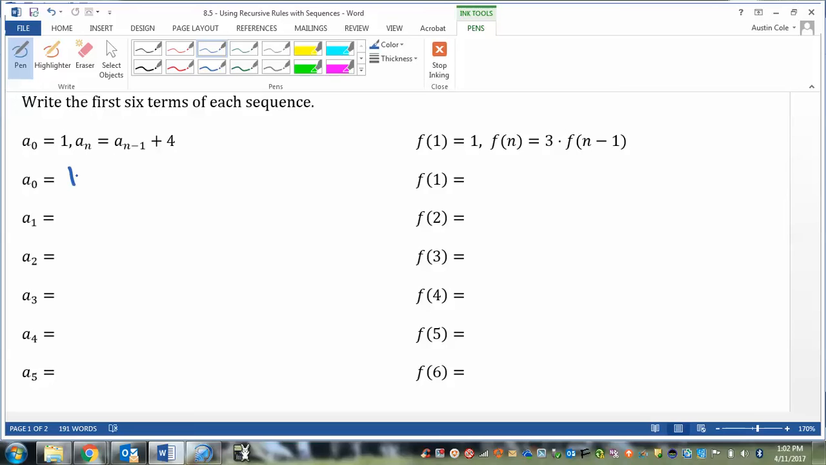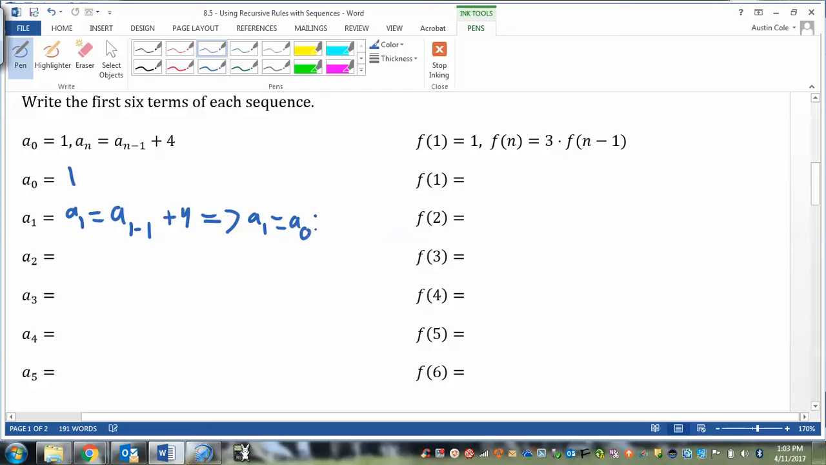Okay? Now if we do a sub 1, we're going to get a sub 1 equals a sub n minus 1, 1 minus 1, plus 4. Okay, I'm going to rewrite that. A sub 1 equals a sub 0 plus 4. What do we say a sub 0 was? 1, right? So I can take a sub 0 out, put a 1 in. 1 plus 4 is 5. So a sub 1 equals 5.